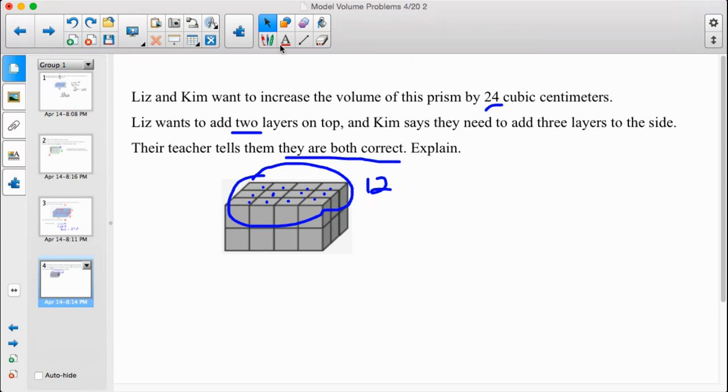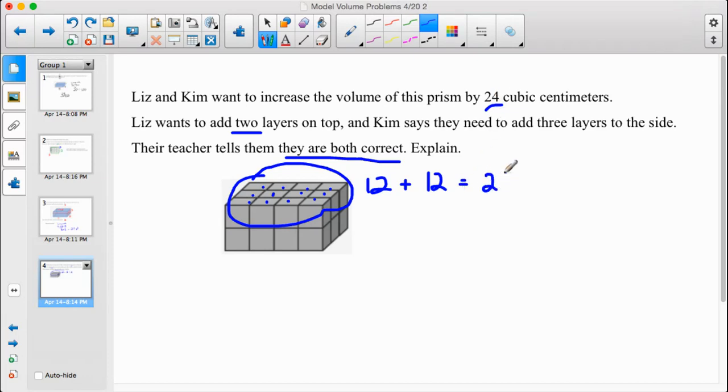If I want to add 2 of those layers, then I'm going to add another group of 12. And guys, is that right? Does 12 plus 12 equal our 24 that we want? Sure does. Now I'm going to think about Kim. Let's do Kim in red. Kim says she wants 3 layers to the side, and she wants it to add up to 24.